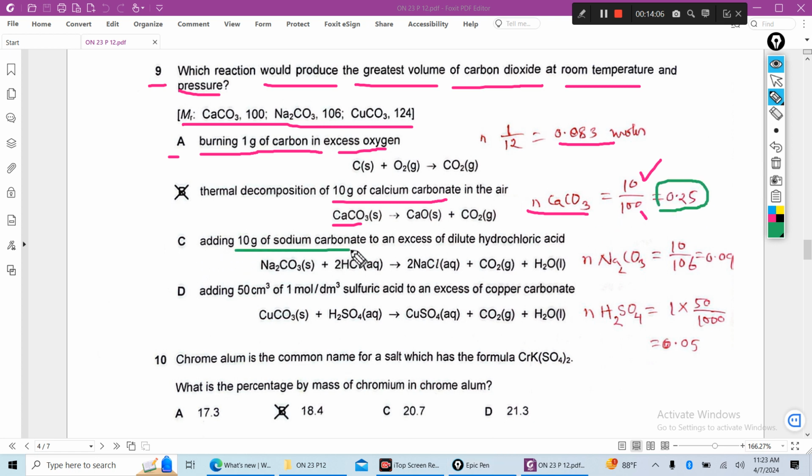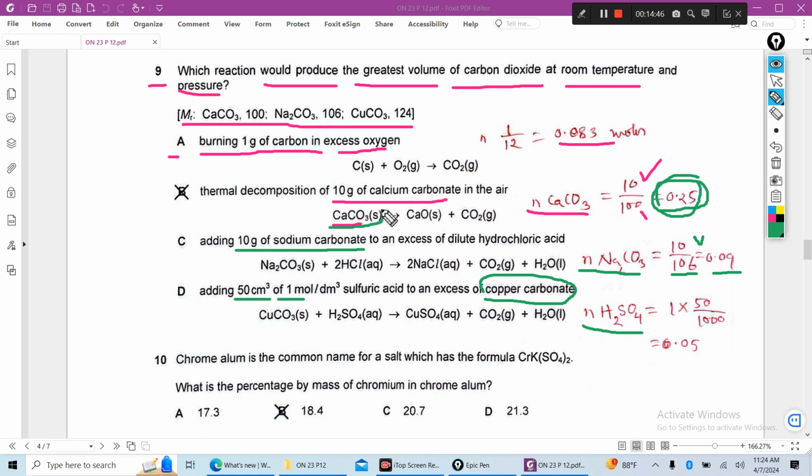Then 10 gram of sodium carbonate: moles of sodium carbonate is 10 divided by 106, the molar mass of sodium carbonate, so you get 0.09. Then the moles of sulfuric acid, because copper carbonate is in excess, so no need to find its moles. Sulfuric acid concentration is given, volume is given. So moles of sulfuric acid is concentration times volume, 1 times 50 by 1000, 0.05 mole. So from these 4 you see the moles of calcium carbonate is more.